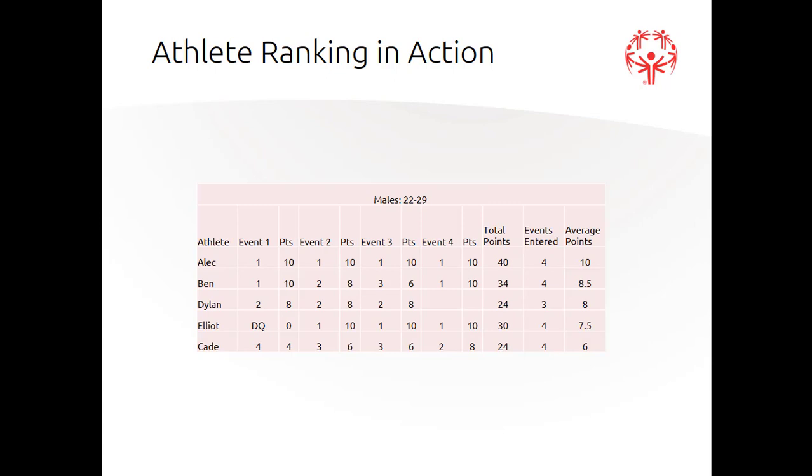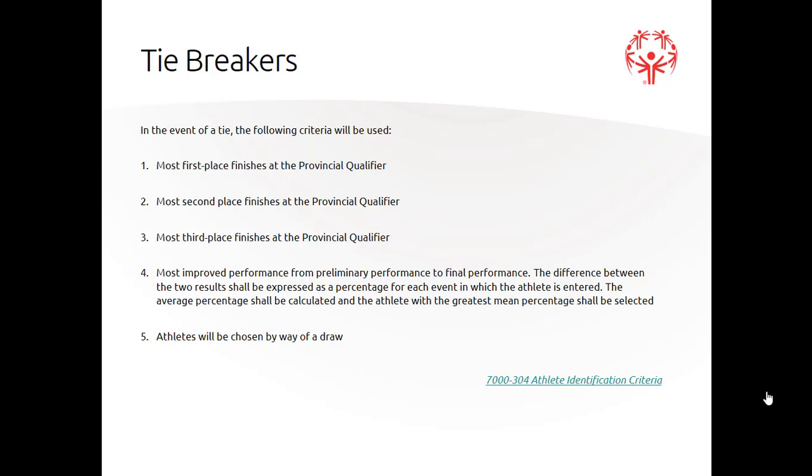If the gender/age category was given a quota of 3, then Alec, Ben, and Dylan would be identified to go through the endorsement process. From time to time, when we start working with the athlete ranking spreadsheet, we run into athletes whose average point balance is tied within their gender/age category. In those cases, we rely on the policy's tie-breaking procedure to determine which athlete will be identified to go through the endorsement process.